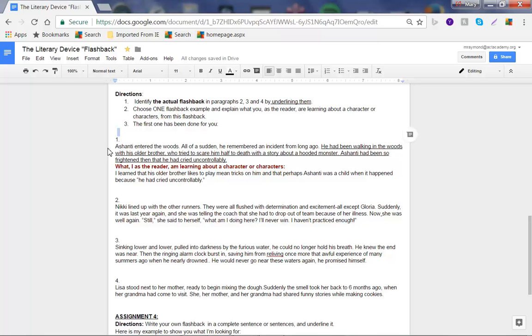So this is present, well, it's past tense, but you're seeing that he entered the woods. All of a sudden he remembered, there's your clue, remembered an incident from long ago. That tells you that we're about to read this incident that he remembered long ago. An incident is a happening. Here it is. He had been walking in the woods with his older brother who tried to scare him half to death with a story about a hooded monster. Ashanti had been so frightened then that he had cried uncontrollably. So he enters the woods and the woods trigger this memory of his. This is the actual flashback. See how I underlined it?